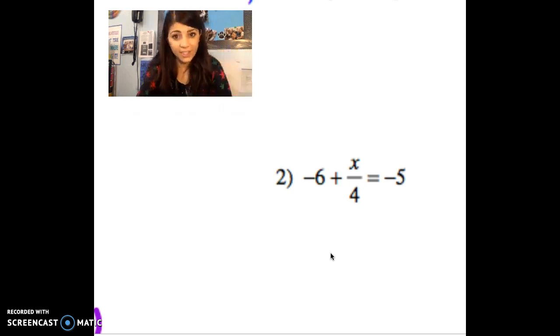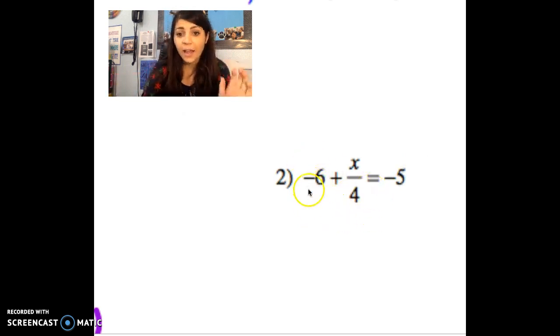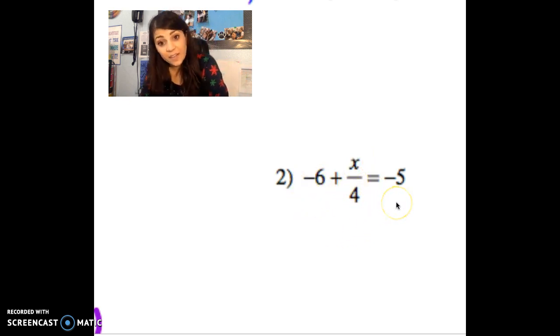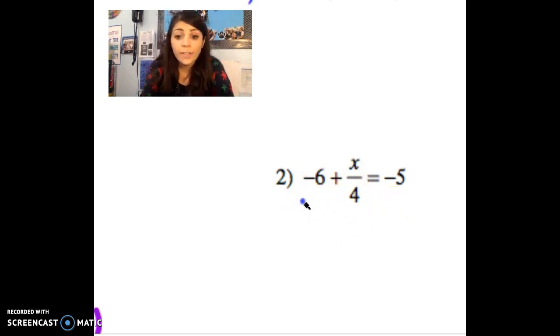So, just like I said before, we have to try to get whatever number it is out of the way so that we can solve our one-step equation. So in this case, it's -6 because it is on the left side near the x over 4, and it is on the opposite side of the equal sign. So I'm going to actually do the inverse of this number, which is +6.